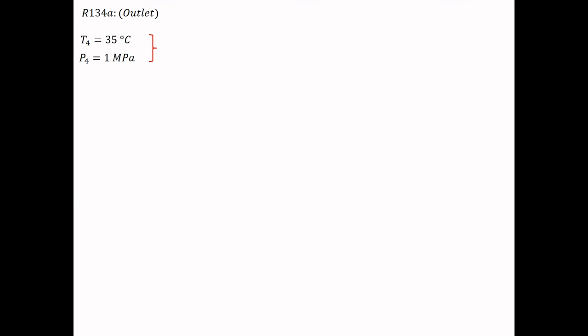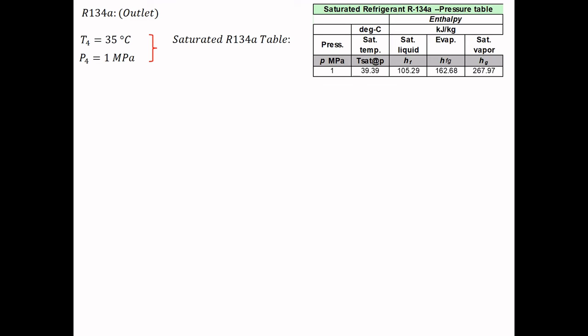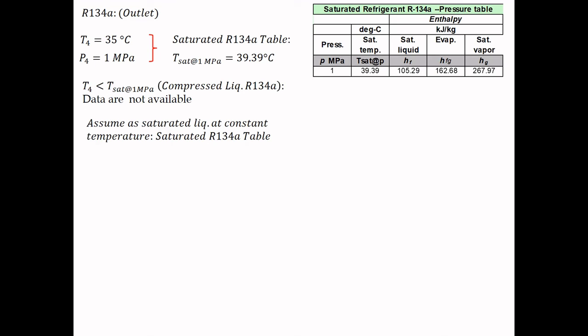So check the phase for state number 4, T4 equal to 35 degrees Celsius, P4 equal to 1 megapascal. Refer to the same table. So we get T saturated at 1 megapascal equal to 39.39 degrees Celsius. Compare with the temperature given. So T4 is lower than T saturated at 1 megapascal. So the phase is compressed liquid, data are not available.